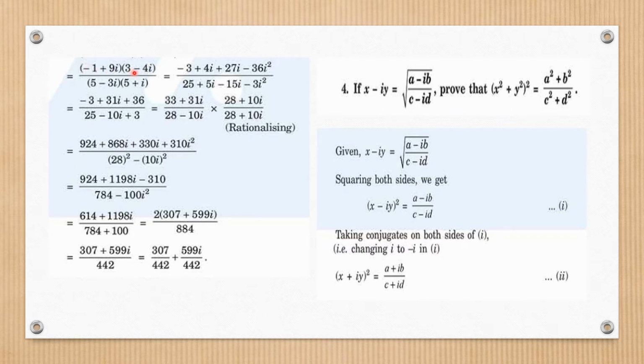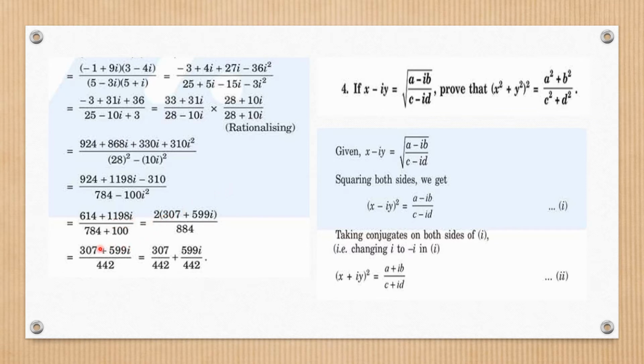Now multiply both the numerators and denominators to get (33 + 31i)/(28 - 10i). Then, to bring it to a + ib form, we need to rationalize it. So for rationalization, I'll multiply and divide by 28 + 10i. Then multiply both the numerators and both the denominators, changing i² to -1.